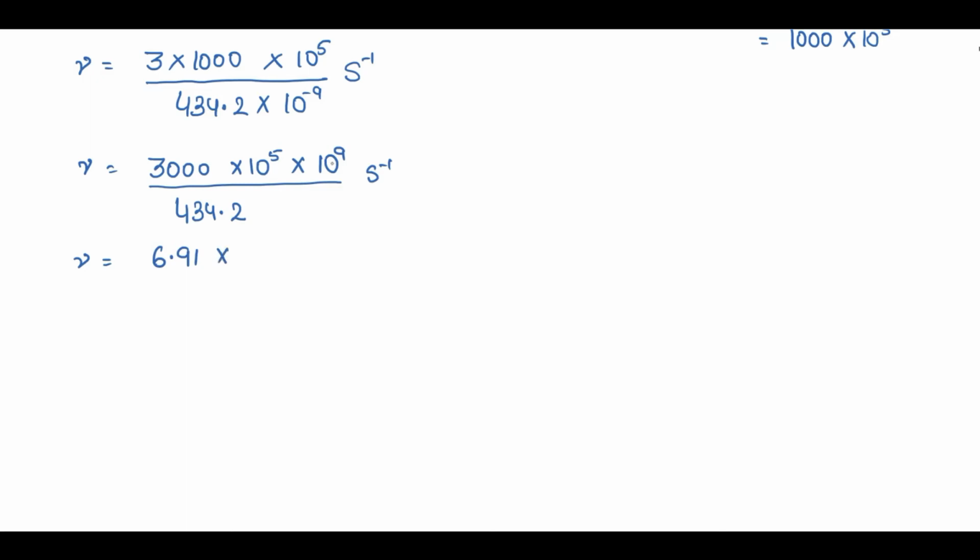6.91 into, these two powers are in multiplication. So definitely I'll add them. 10 raised to power 5 plus 9 units second inverse, right? So 5 plus 9, the answer will be 14. So frequency equal to 6.91 into 10 raised to power 14. Now this second inverse is also known as hertz. So you can write 1 hertz equal to 1 second inverse, right? So I'll put the value over here. The frequency of photon is equal to 6.91 into 10 raised to power 14 hertz.